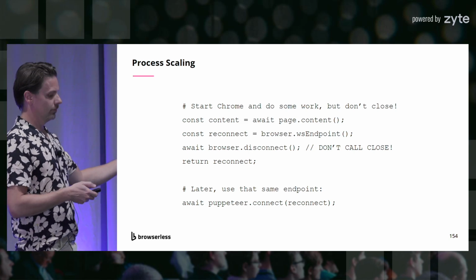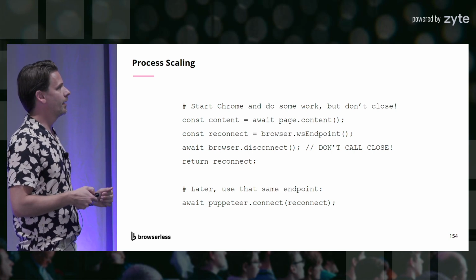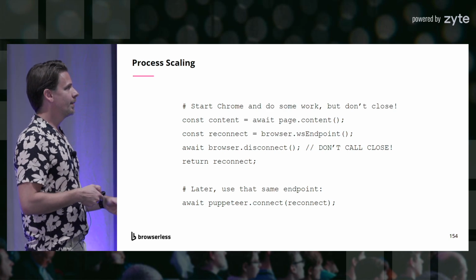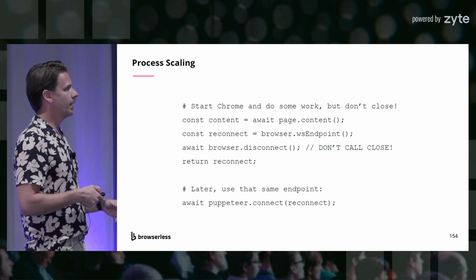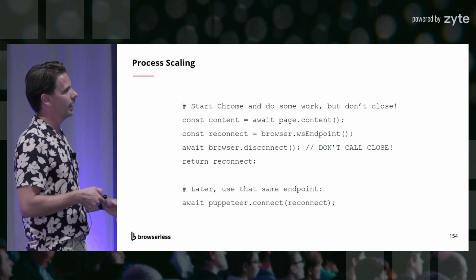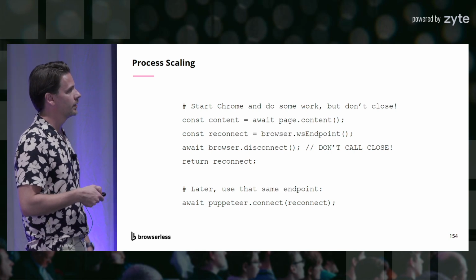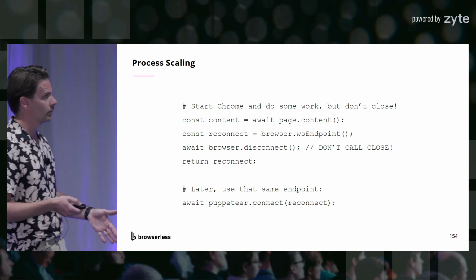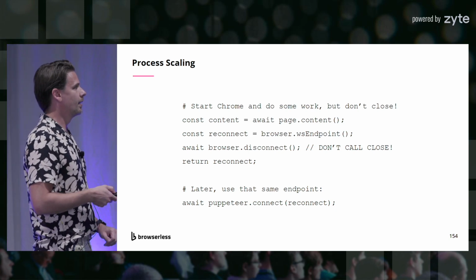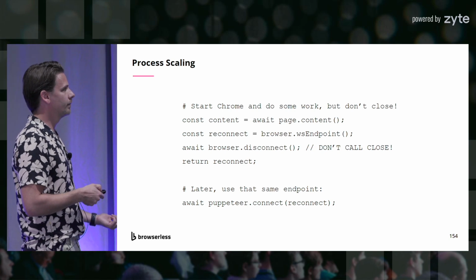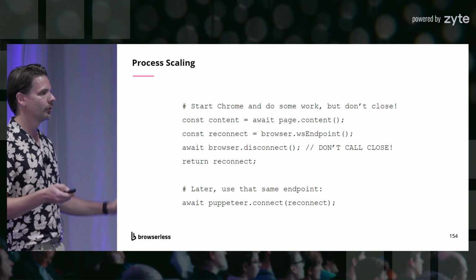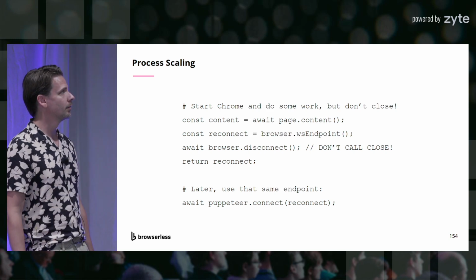So again, a very, very small example of how this functionally works in a program. We'll maybe get some content from a page. We'll grab the WebSocket endpoint from that page. This is more or less what I was describing earlier with close: we want to call disconnect. We don't want to close the browser. We just want to sever our connection to it, but keep the process running. And then later grab that same URL up here and then apply it down later for Puppeteer or whatever library you may want to be using there.